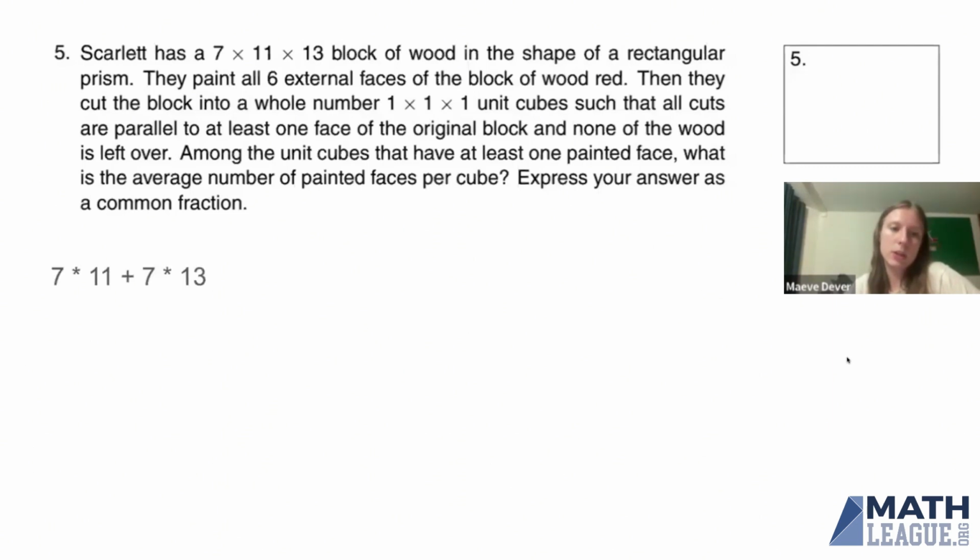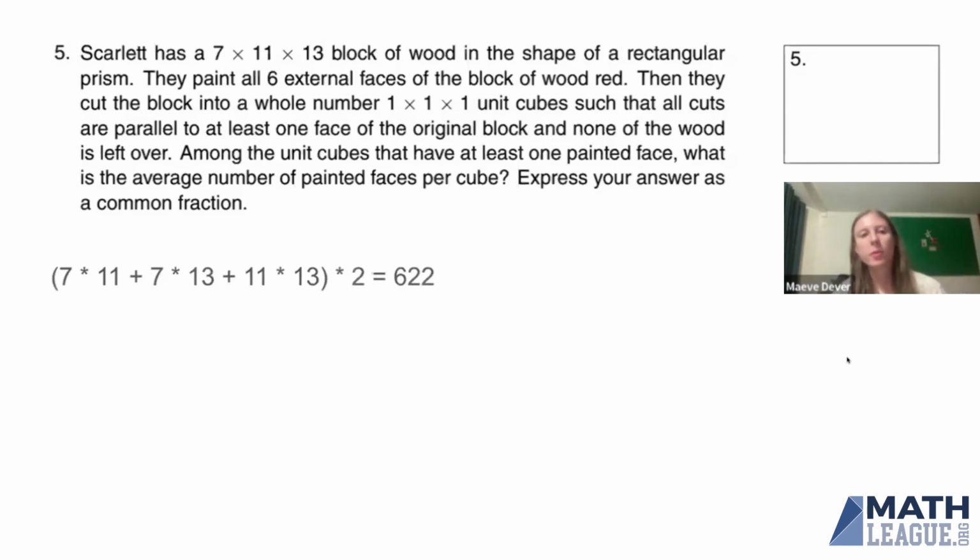One of them is a 7 by 13. One of them is an 11 by 13. And then there's actually 2 of each of those because that's how prisms are. Their faces come in pairs. And that is 622. Use your calculator or take my word for it. So that's how many painted faces there are. At the start, they're all joined together, and then we cut it into blocks, and then they're all separated.